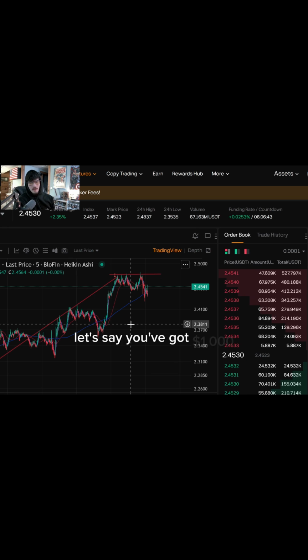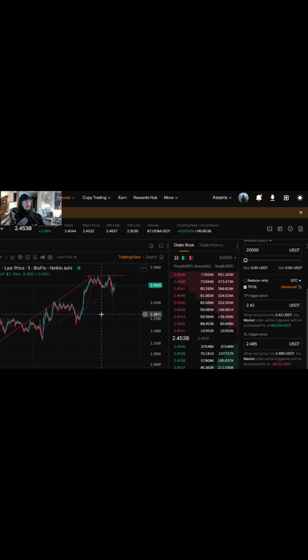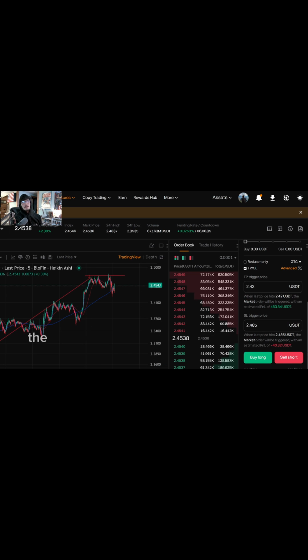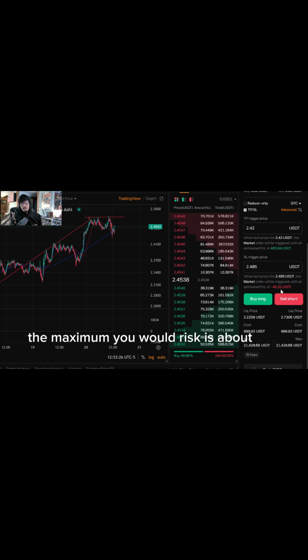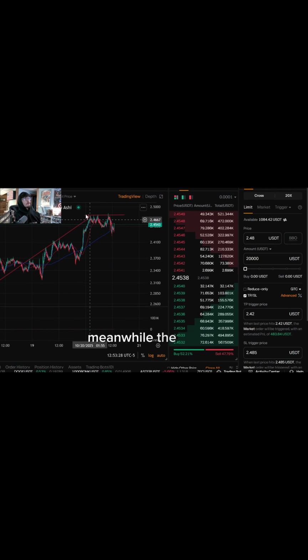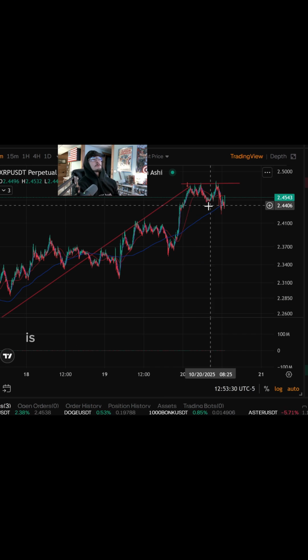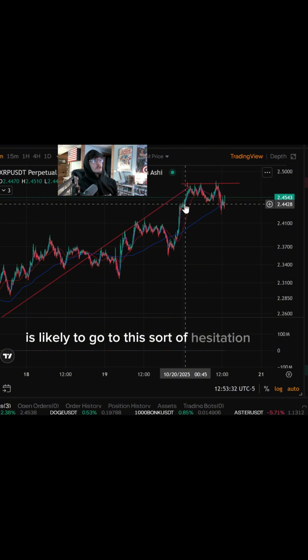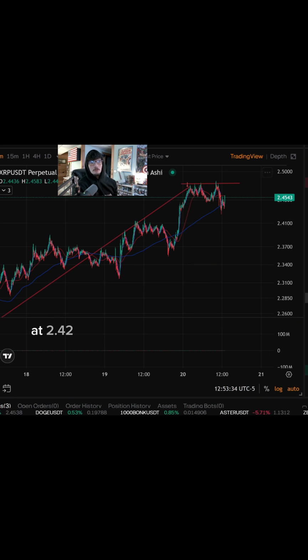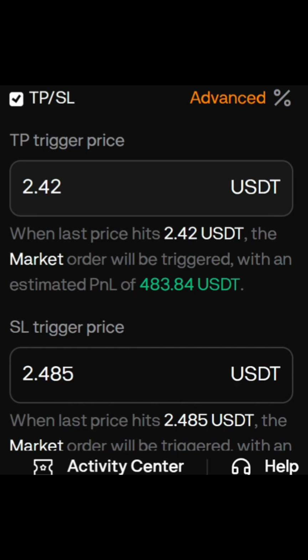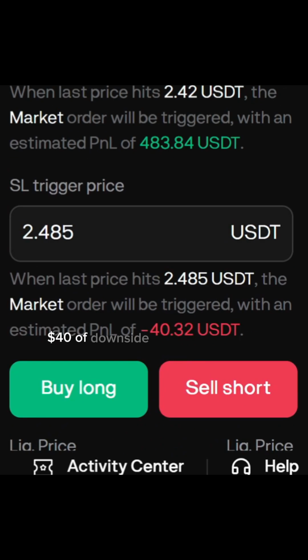Let's say you've got $1,000 and you leverage this by 20x. Again, stick with me. If you're keeping this contained and you put your stop loss at 2.485, the maximum you would risk is about $40. Meanwhile, the upside, knowing that this retracement is likely to go to this sort of hesitation level at 2.42, you're looking at almost $500 of upside. $40 of downside to $500 of upside just by leveraging the position.